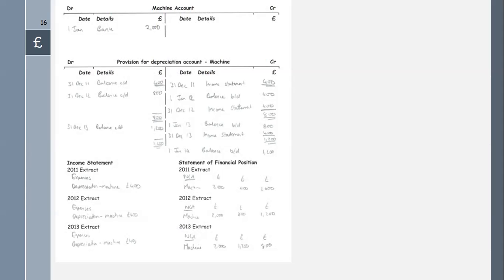So each year the depreciation will be the same because it's a straight line method. But on the SOFP, look at that second column, that is the depreciation. So the first year there's only 400. The second year the total is now 800. And the third year the total is now 1,200 for depreciation.